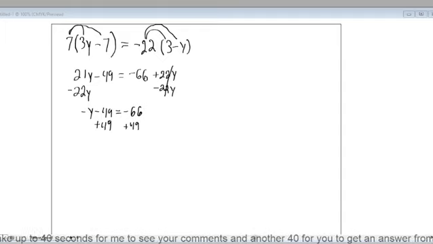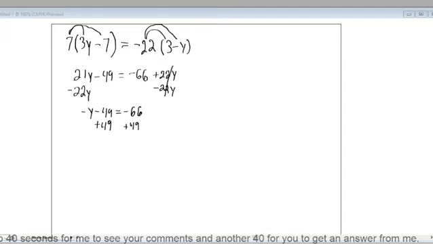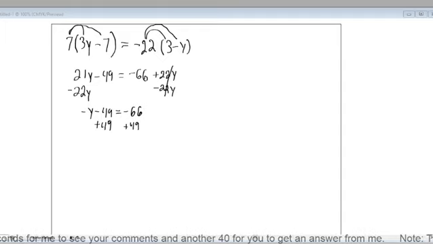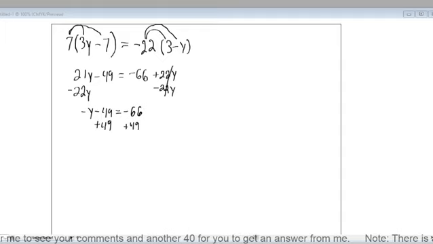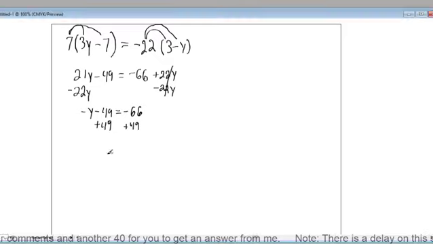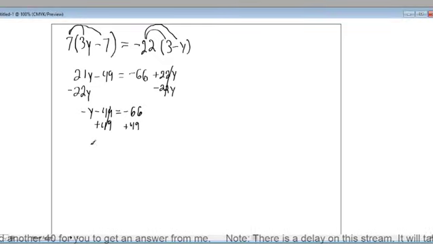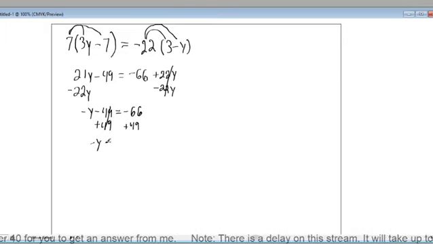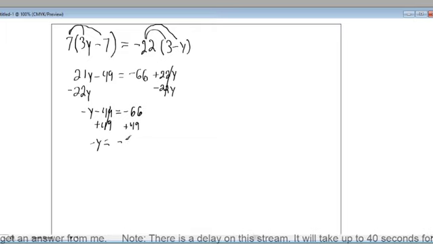Okay, so now all we need to do is negative 66 plus 49, and that's going to come out to be 17. So this will cancel here, leaving us with negative y. Here, we're going to get negative 17.